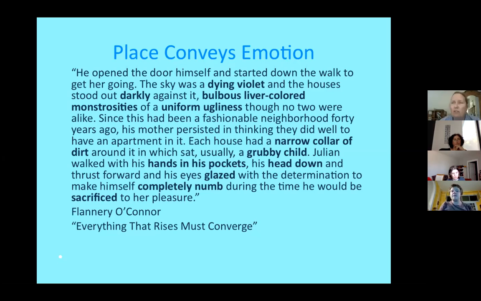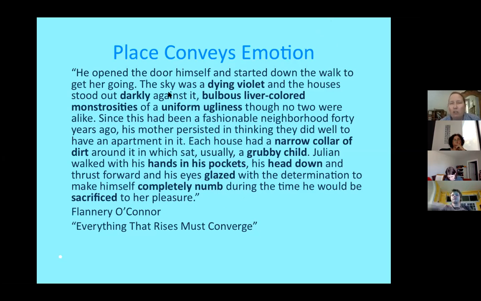Excellent. Thanks, Rafael. Okay, so what do we have here? Like the title says, place conveys emotion. This is mostly a description of a place, but it's also telling us something very profound about the way the person who's viewing it, the point of view character, feels about it. So I highlighted the way the author did that so that you would know that that's what the author's doing, right? If you go through this passage, it's a single paragraph out of a Flannery O'Connor story.